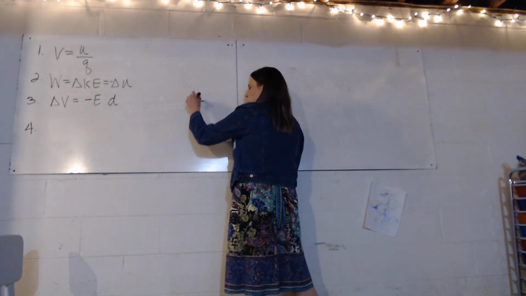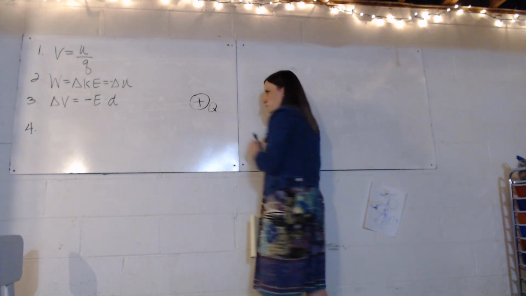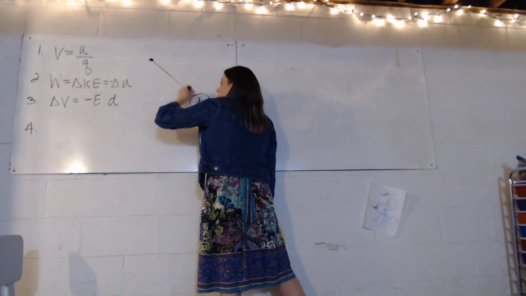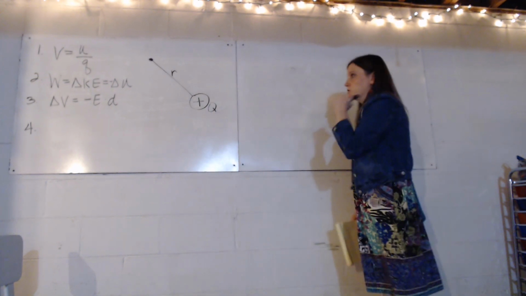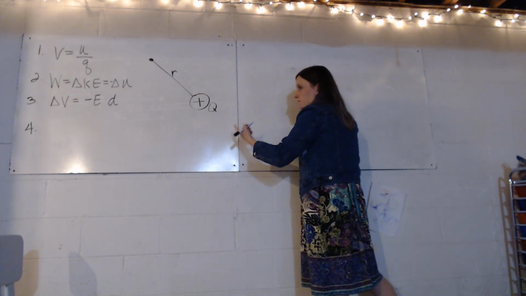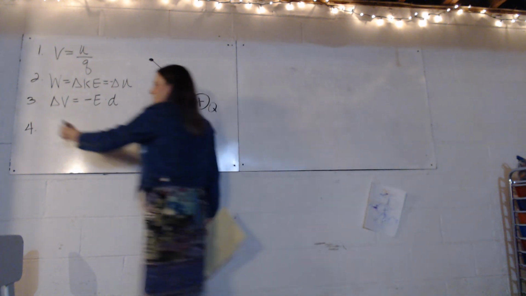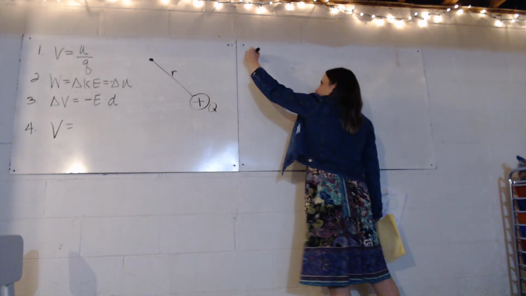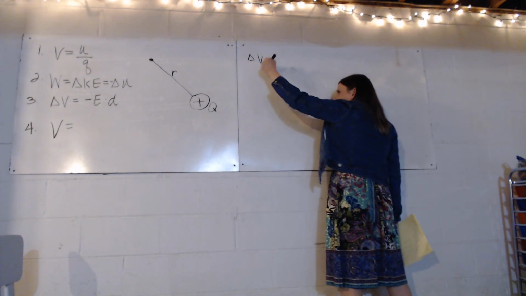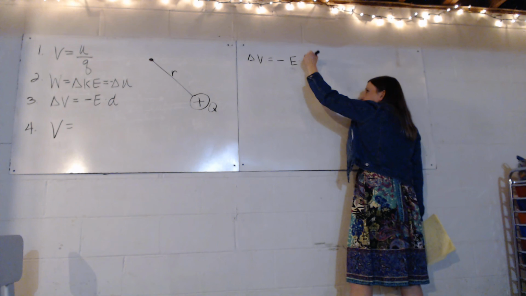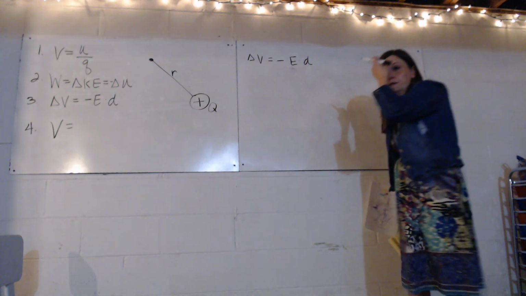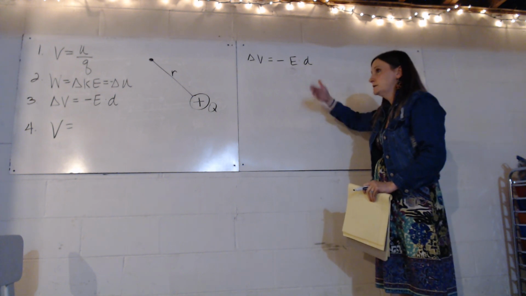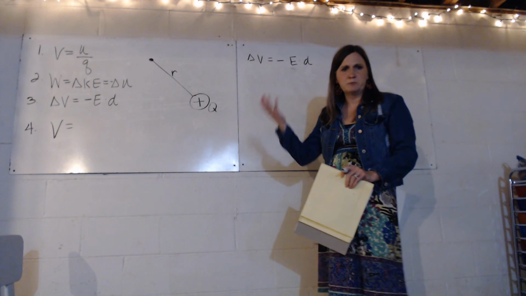So if I have a point charge, here's my point charge and it is Q. And I want to know what's the electric potential at some point r away from this point charge. We say, okay, what we're going to try to find is an equation: electric potential is equal to what? So I'm going to start with that third equation. Change in electric potential is equal to negative E times d, where E is the electric field that is generally given, and d is the distance we are away from the source of that electric field, or the displacement that something moves.